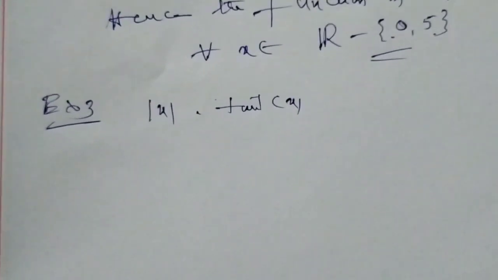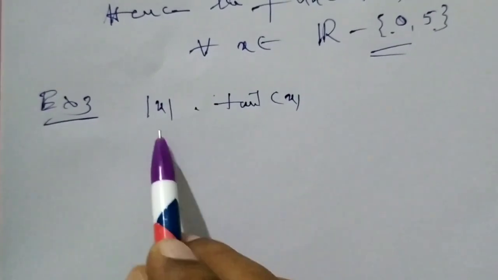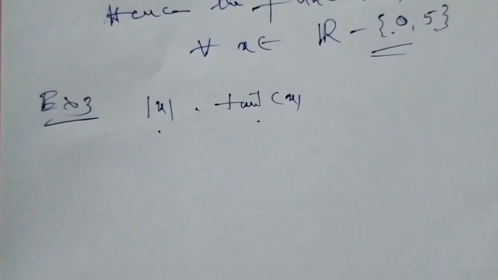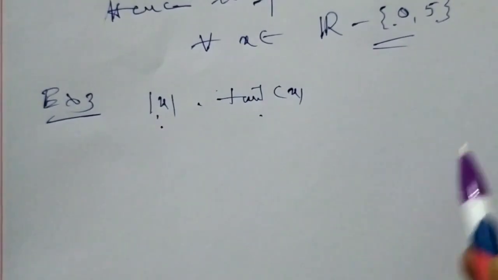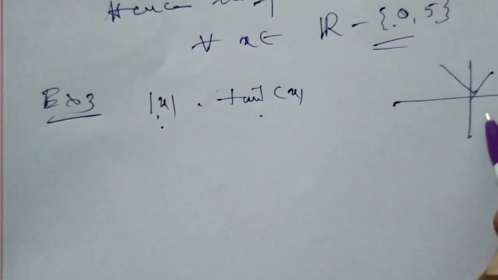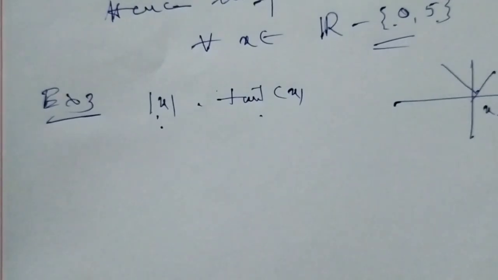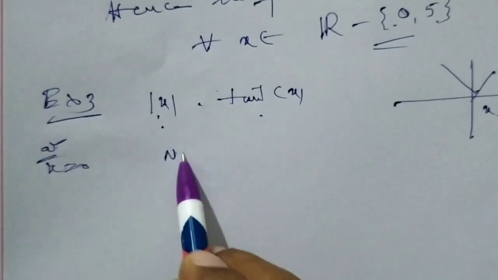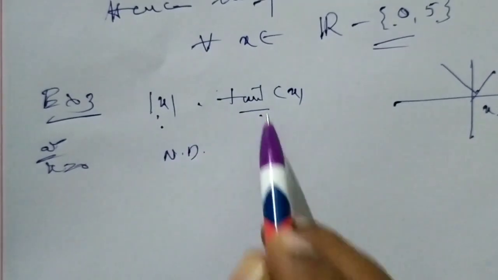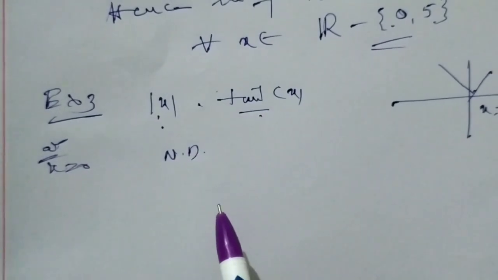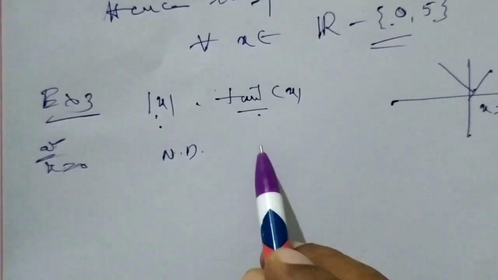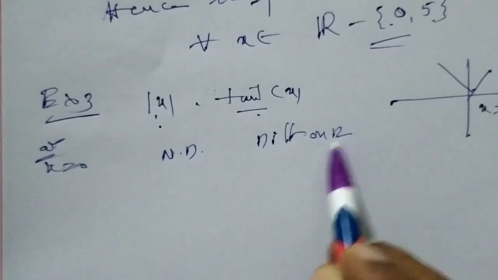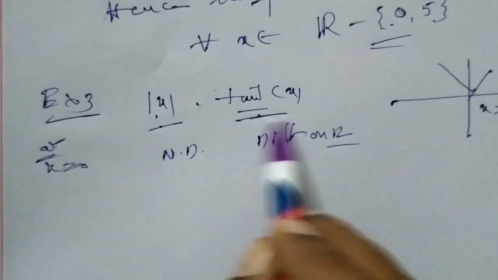Let's do some other problem. Modulus of x into tan inverse of x. What can I say about this? Modulus of x is not differentiable at x is equal to 0. Tan inverse of x is differentiable on R. So here it is non-differentiable into differentiable.